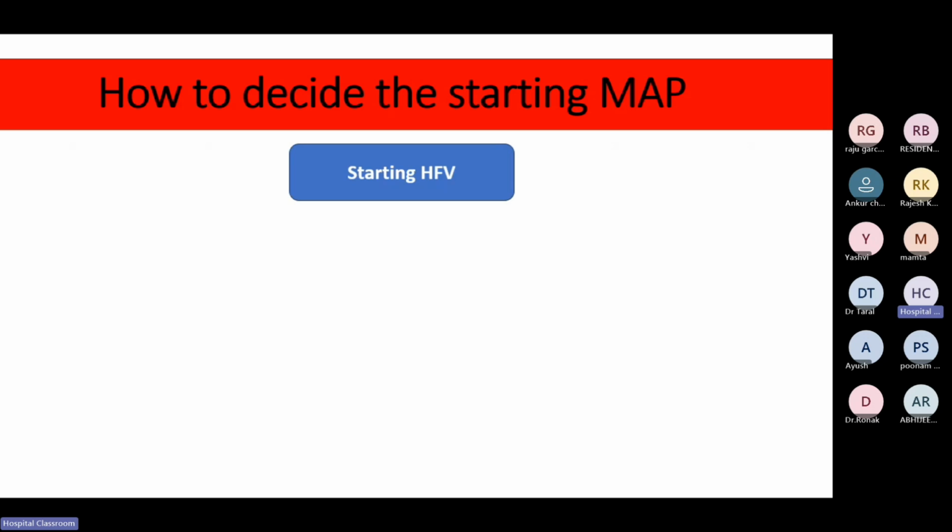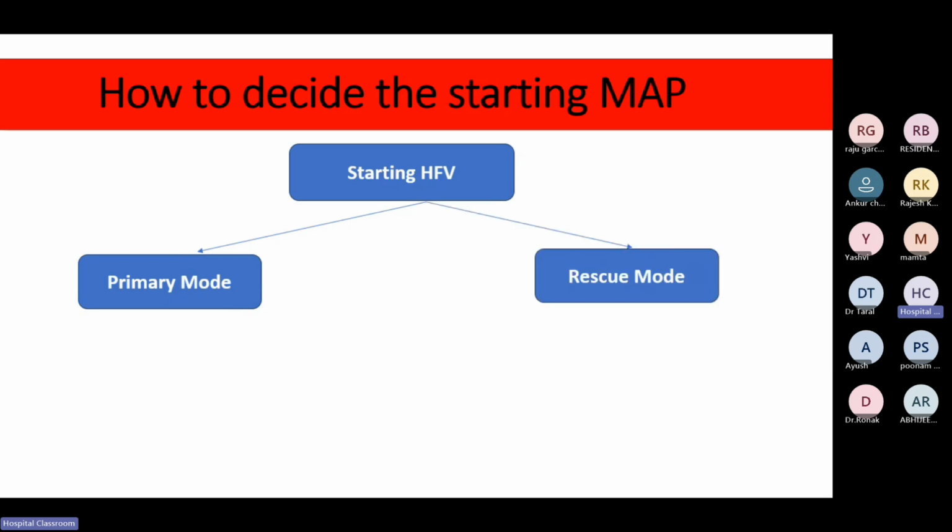So again, when you are starting a child on high frequency ventilation, there are two options. Either you can use it as a primary mode. That means a child has delivered just now, it comes to your NICU, and straight away, instead of conventional ventilation, you start on high frequency ventilation. Or, what majority of the times we do, we use it as a rescue mode. That means once your conventional ventilation has failed, then we move on to high frequency ventilation.